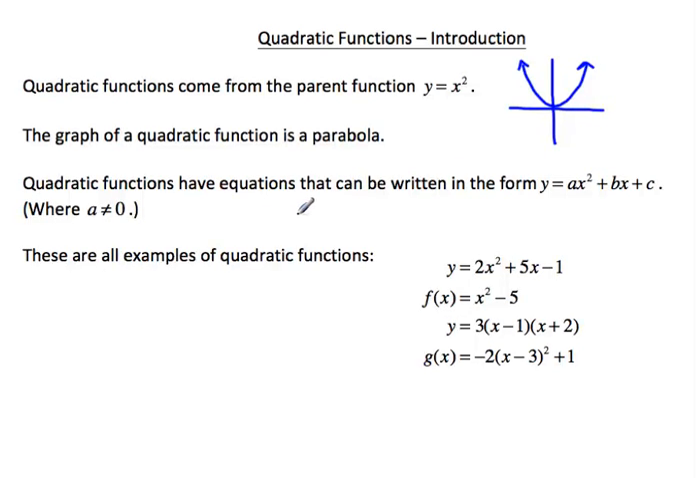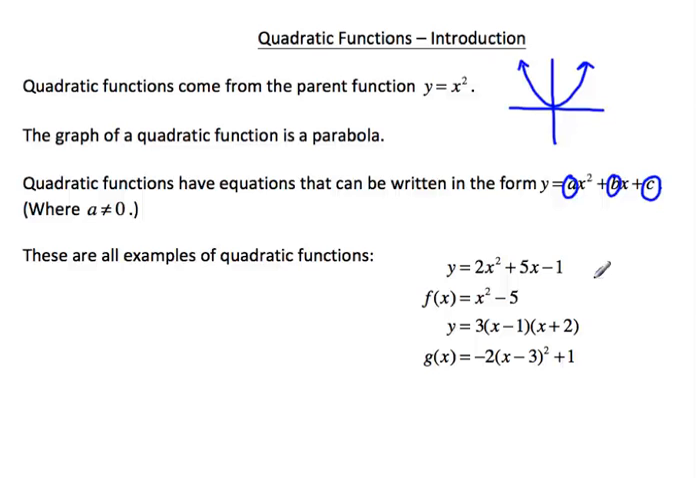The equations of quadratic functions can all be written in the form y is equal to ax squared plus bx plus c, where a, b, and c are just different constants. And I've stated here that a can't be equal to 0 because if a were 0, this whole x squared term would disappear, and you could see that we'd just be left with a linear function, something with an x, and then c, this constant.